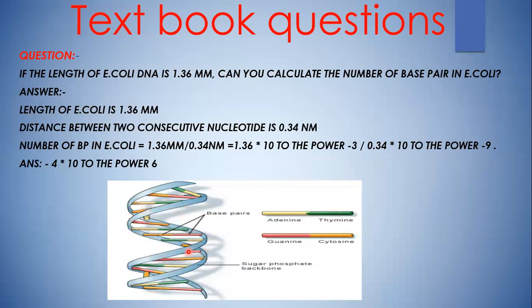We have already read about it in our previous lecture. Total number of base pair in one turn is 10. That is 10 base pair in one turn. And what is the distance between two base pair?